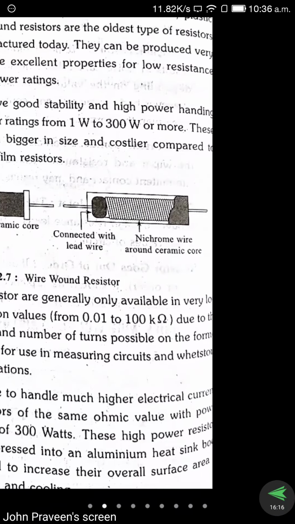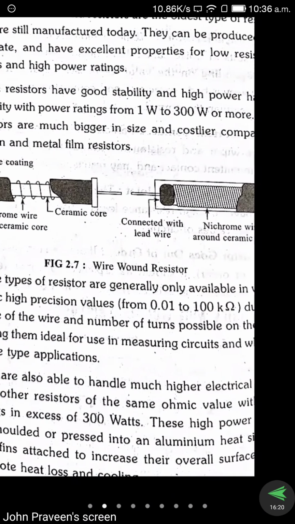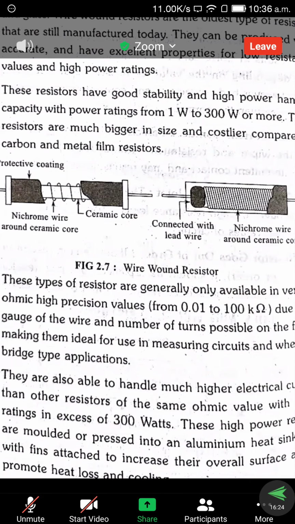So we can see the specification here. The resistance range is available from 0.1 ohm to 1 mega ohm. Right? So in those ranges also it can be available.